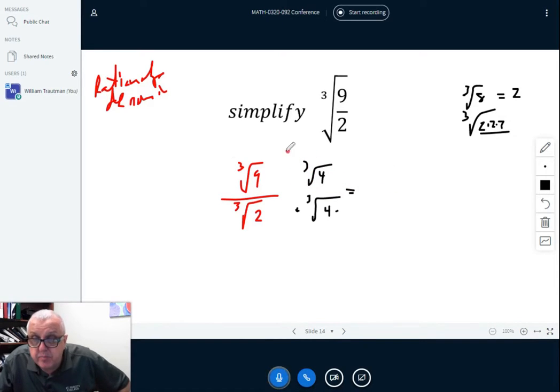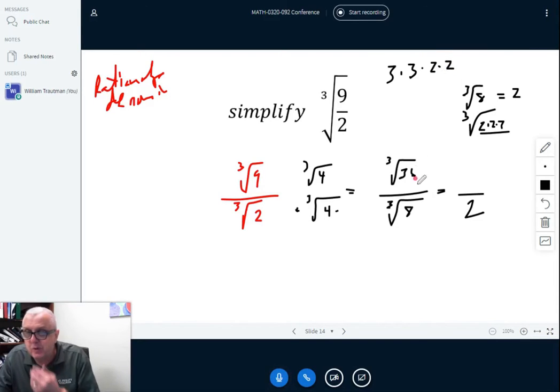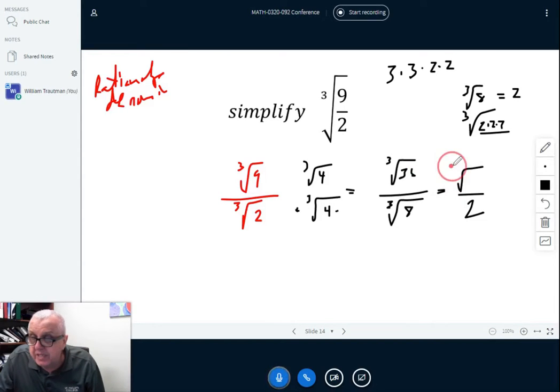So on the top, the third root of 9 times the third root of 4, they squeeze together, and we get the third root of 9 times 4, which is 36. On the bottom, the third root of 2 times the third root of 4 is the third root of 8. Well, the third root of 8, if you check your calculator, equals 2. The third root of 36, once again, is 3 times 3 times 2 times 2, 9 times 4. I don't have 3 of any one number multiplying to get it out. So it does not simplify, and we do not have a radical on the bottom.